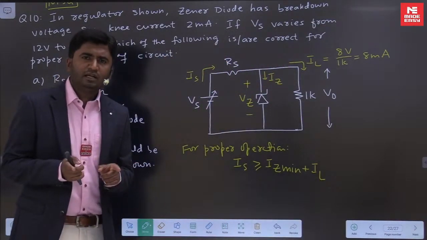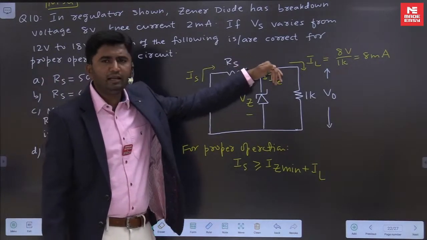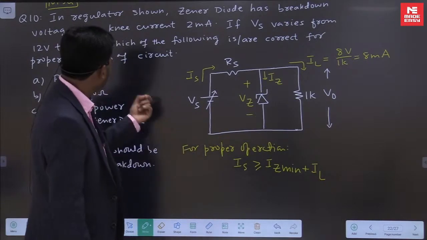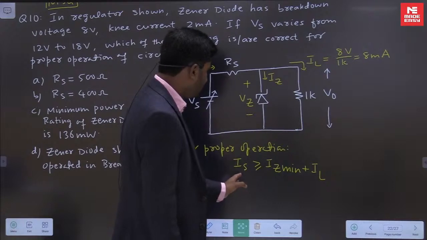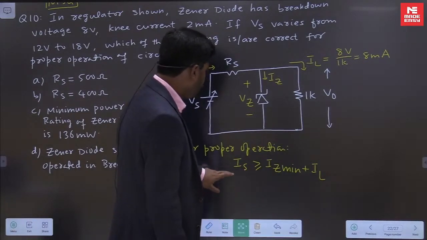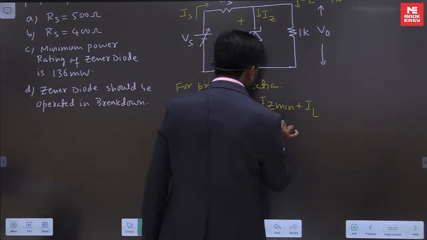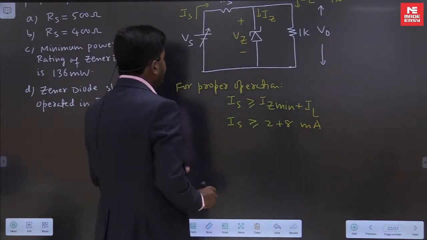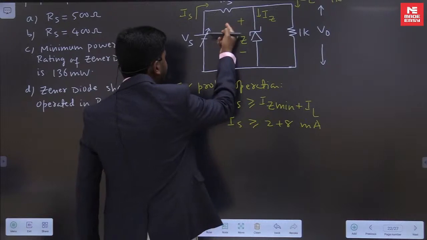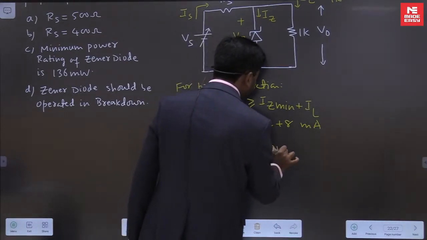For proper operation of the circuit, that current IS should be at least equal to IZ minimum plus IL. Okay, IZ minimum हमें पता है 2 milliampere and IL is 8 milliampere. So it will become IS greater than or equal to 10 milliampere. It will become IS more than or equal to 2 plus 8 milliampere. फिर आप IS की प्लेस में लिख दो VS minus VZ divided by RS more than or equal to 10 milliampere.